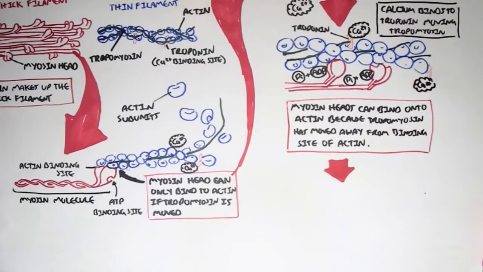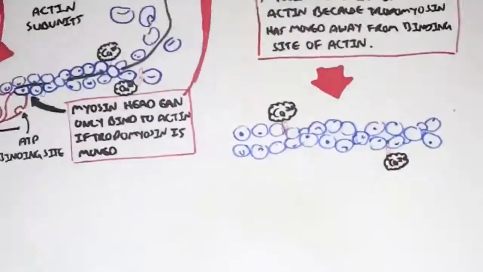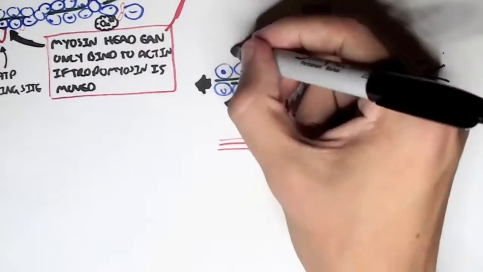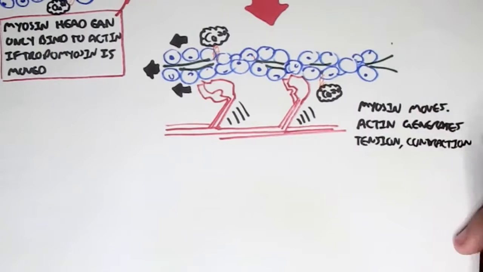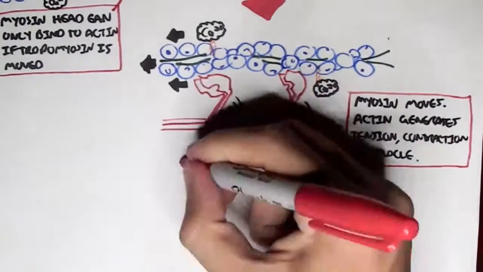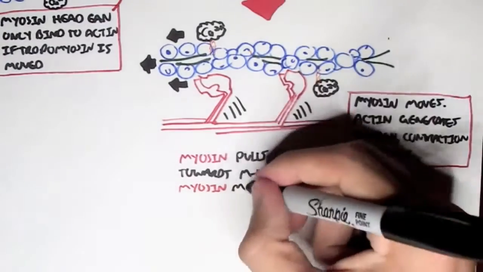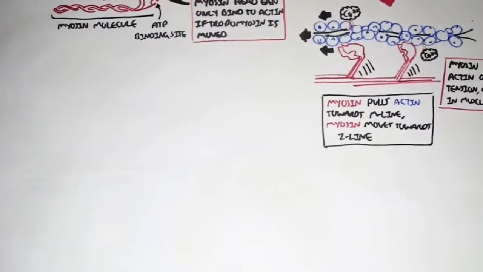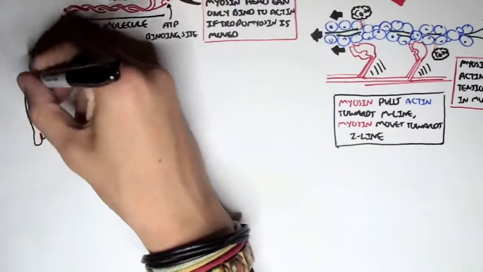And because of this, the myosin molecules in red can pull the thin filaments towards the center of the sarcomere, towards the M line. So it's pulling it. And this is why it needs ATP. And when this occurs, essentially when myosin moves, actin will generate tension and contraction in muscle, essentially. So again, myosin will pull actin towards the M line, and myosin itself will then move towards the Z line.